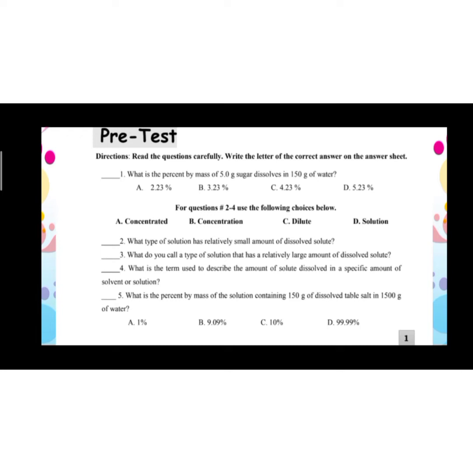Okay, for number 3, what do you call a type of solution that has relatively large amount of dissolved solute? A. Concentrated, B. Concentration, C. Dilute, D. Solution. Write your answers. Okay, for number 4, what is the term used to describe the amount of solute dissolved in a specific amount of solvent or solution? A. Concentrated, B. Concentration, C. Dilute, D. Solution. Write your answers.